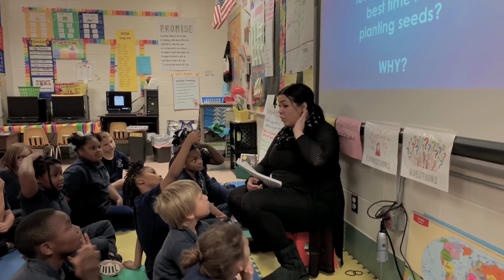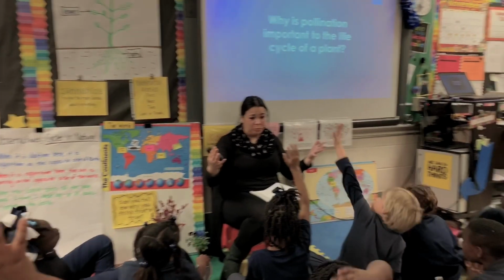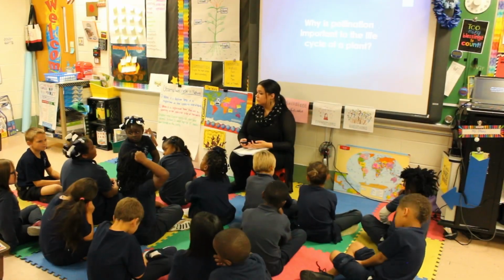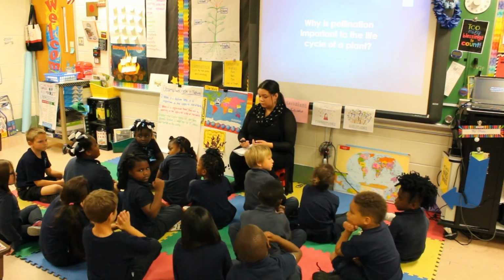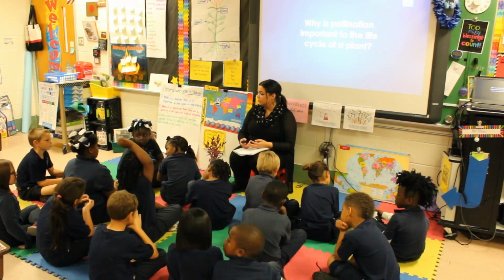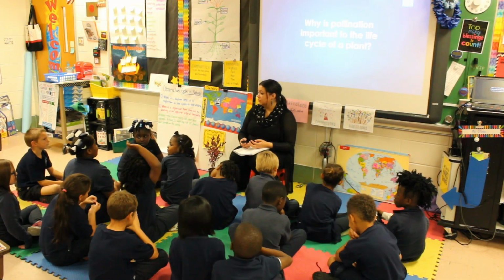Didn't the question ask why? Why is this even important? Because according to the text, it says if the flower don't have pollen, then it don't grow new plants, and that's when the life cycle stops.